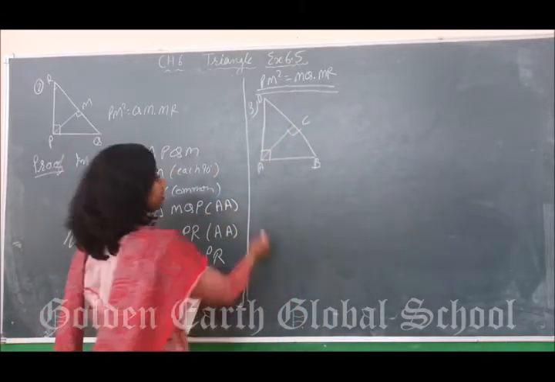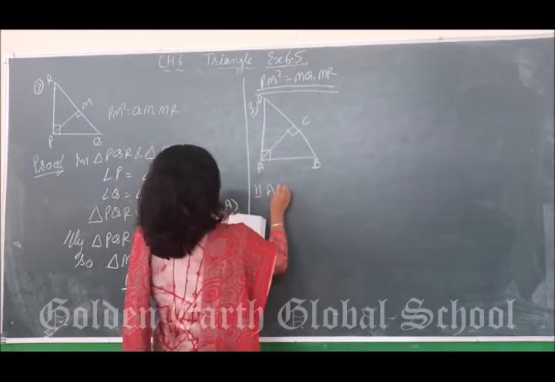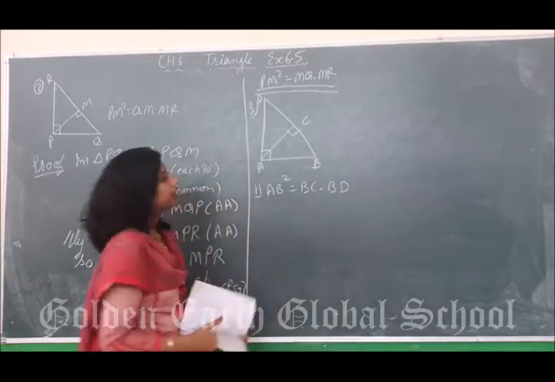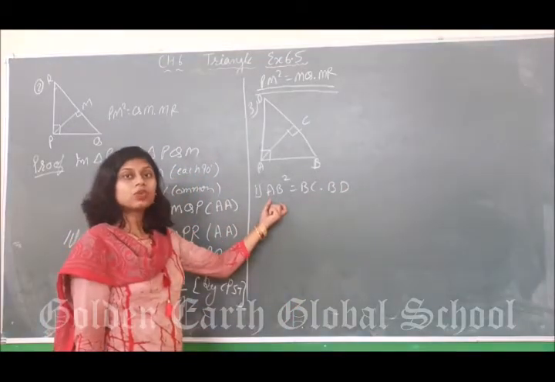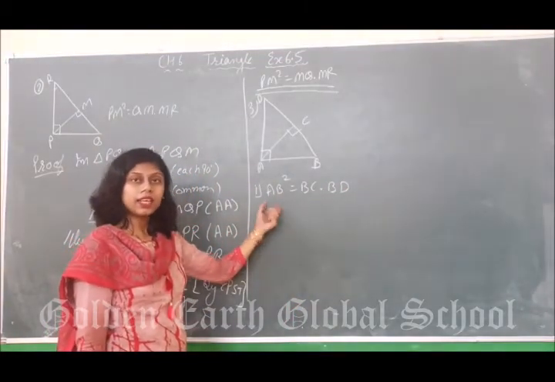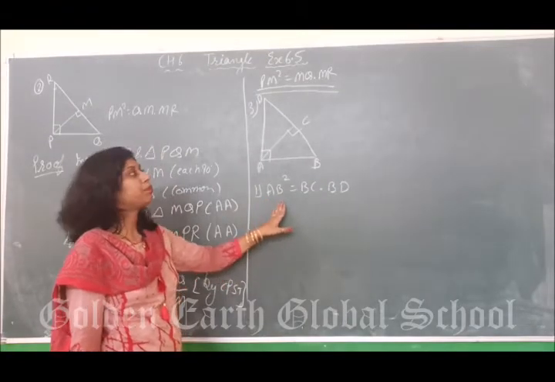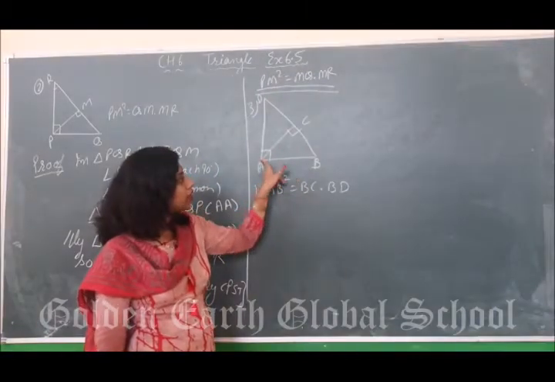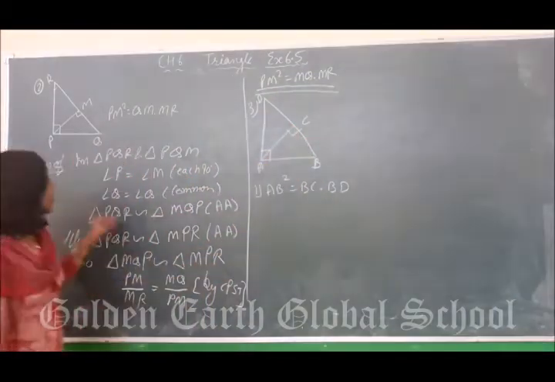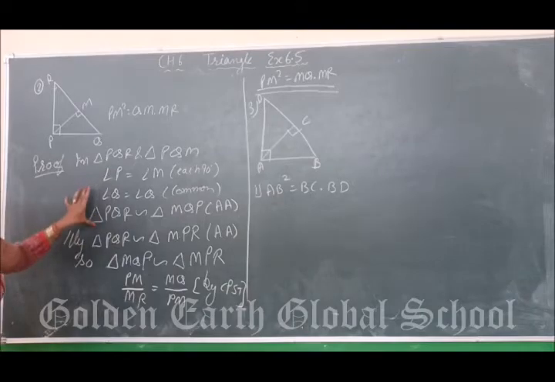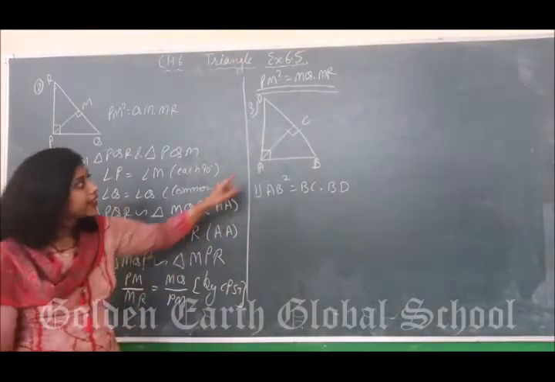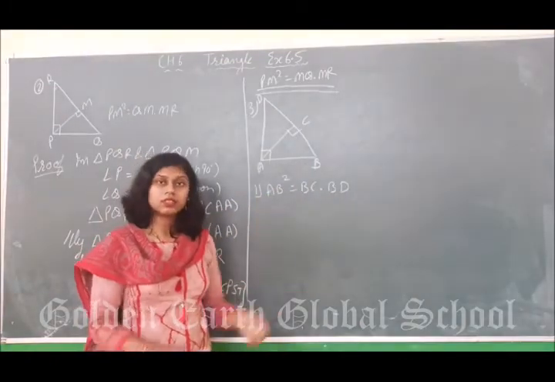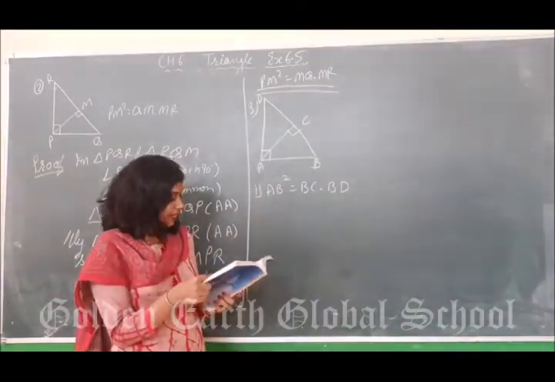In first part, we have to show AB square is equal to BC into BD. Here we need AB square. So we need those two triangles in which there is one side AB: the complete triangle ABD and the smallest triangle ABC. Similar part we will do here. So if we get that the complete triangle and smaller triangle are similar, we get this result. Clear?